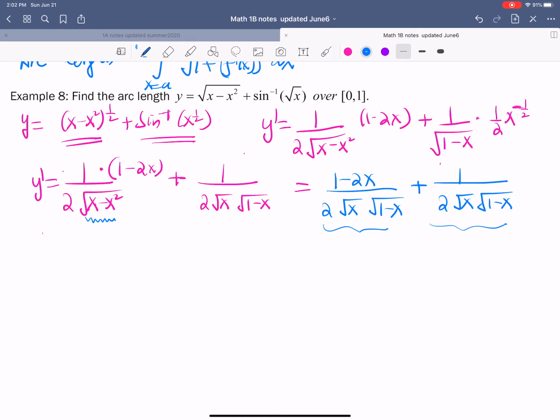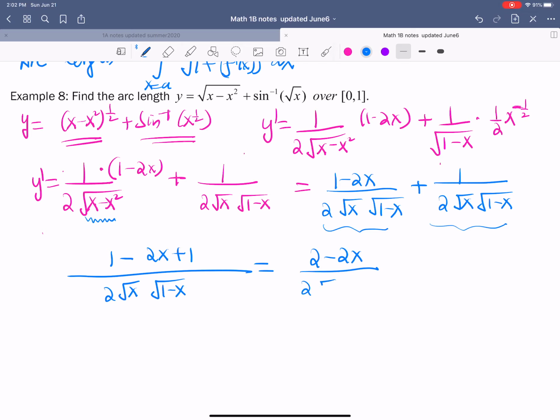So now my common denominator here turns out to be 2 root x root 1 minus x. And the numerator, I can combine the like terms, turns out to be 1 minus 2x plus 1, which turns out to be 2 minus 2x over 2 root x root 1 minus x. If I pull a 2 out from the top, I can cancel the 2 at the top and at the bottom.